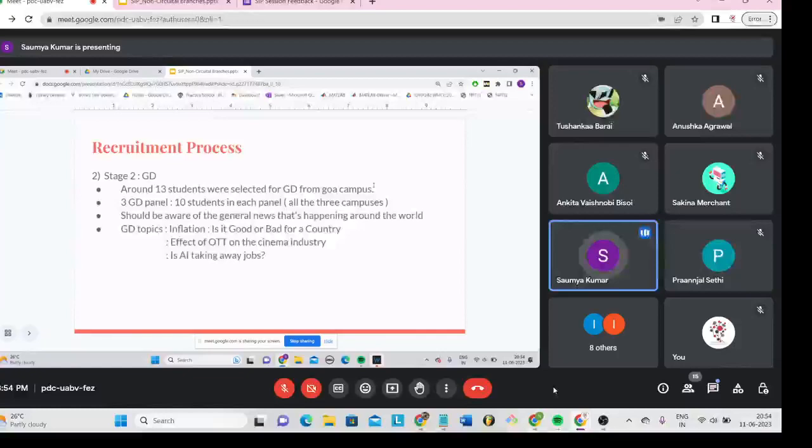So there were three GD panels that were made, and 10 students were there in every panel. And the GD was with all the three campuses. So not only Goa campus was involved in that, all the three campuses will be there in the GD and interview as well.